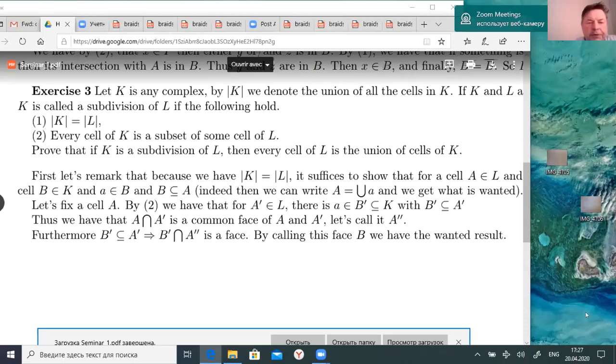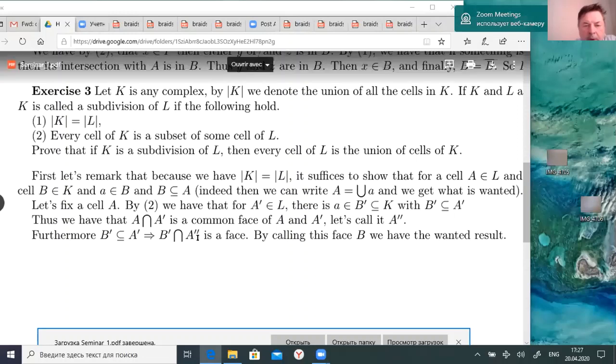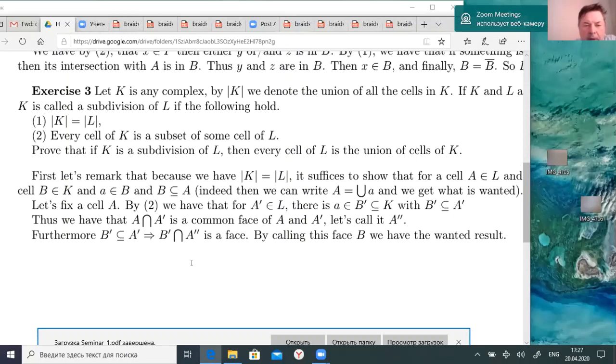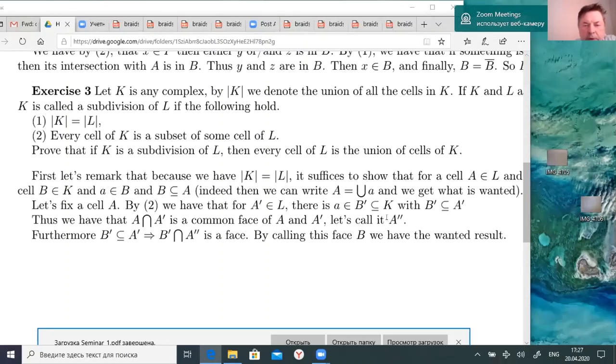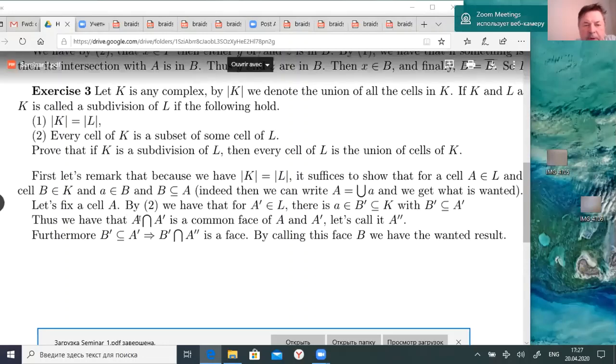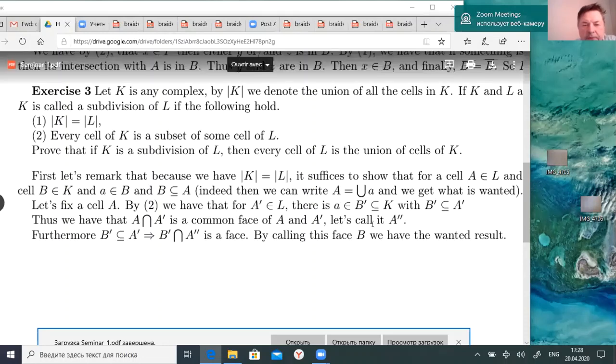Okay, but as for me, I don't see that we need this cell A two primes. As for me, A intersection with A prime is already B. Why do you need this A two primes?